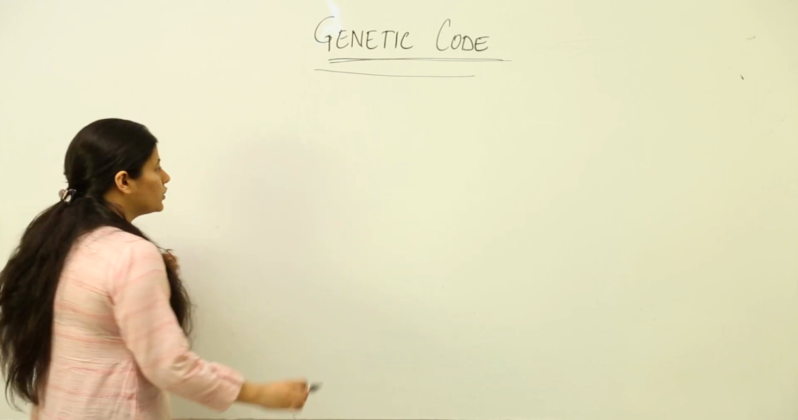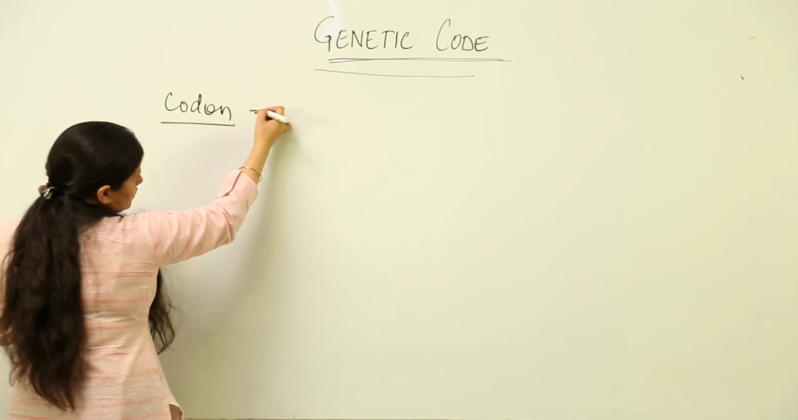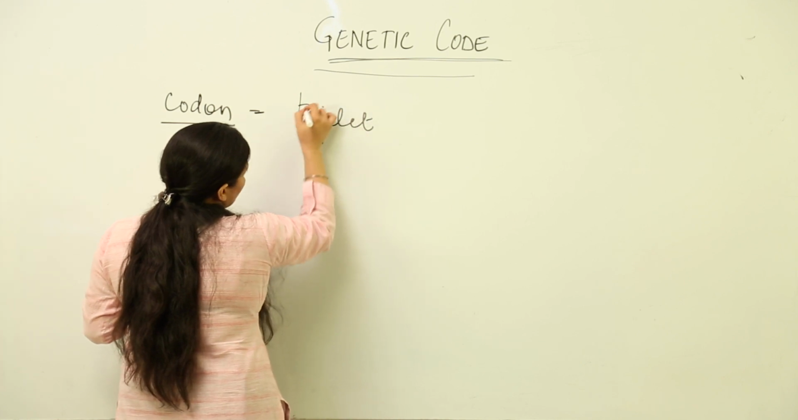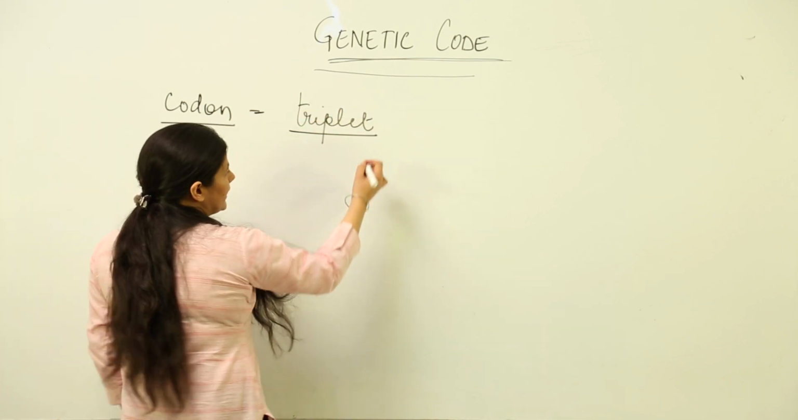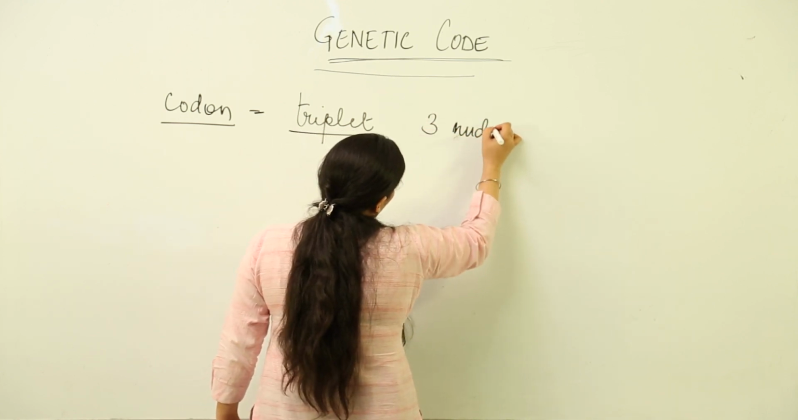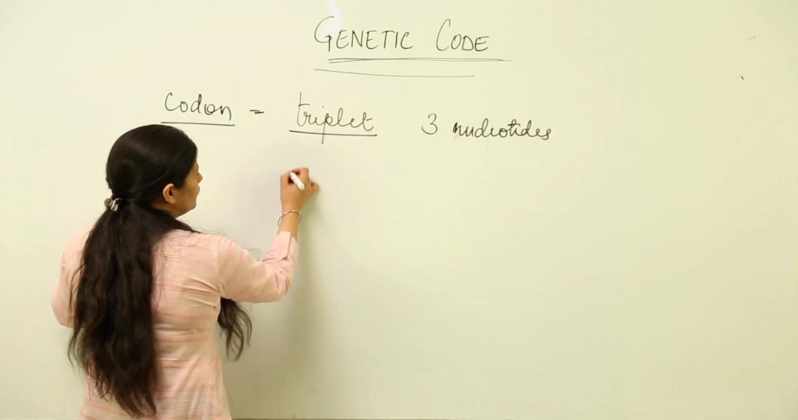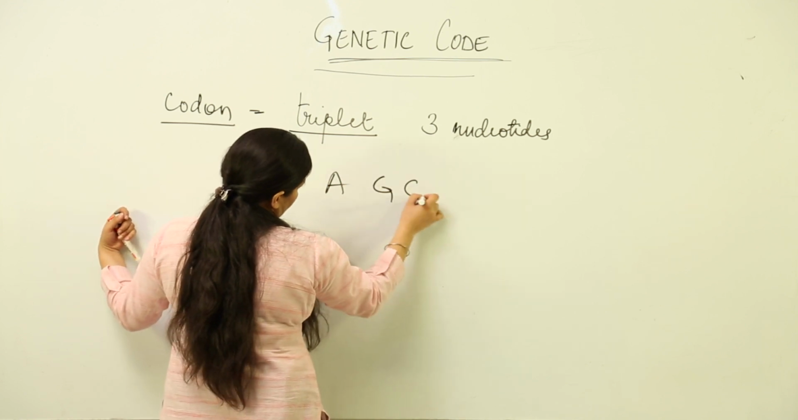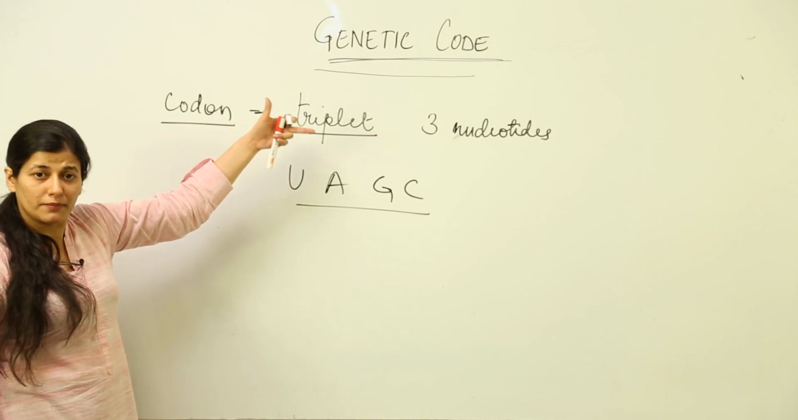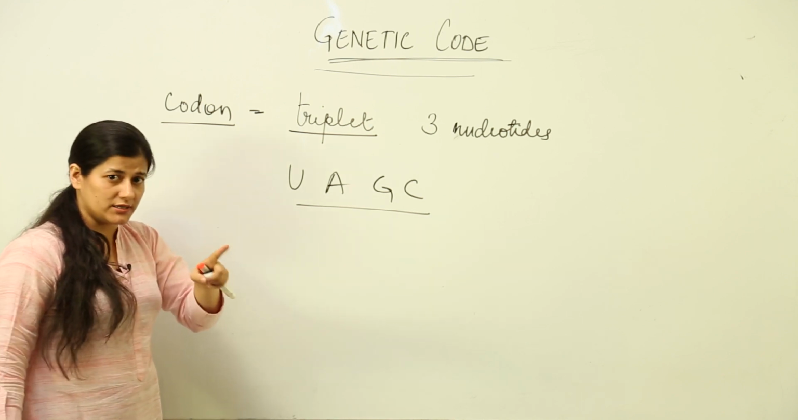Now, when we study the genetic code, we have to understand a term known as codon. What is a codon? A codon is nothing but that triplet which codes for an amino acid. The triplet that contained 3 nucleotides. Okay? And there were 64 possibilities out of U, A, G, C. This is what a codon means, and this is what the genetic code was all about: a triplet responsible for coding for an amino acid.